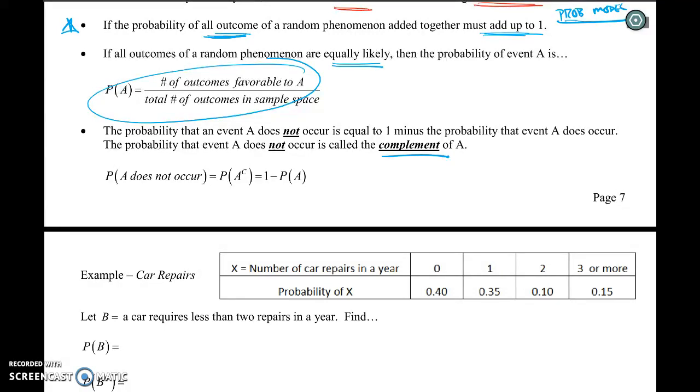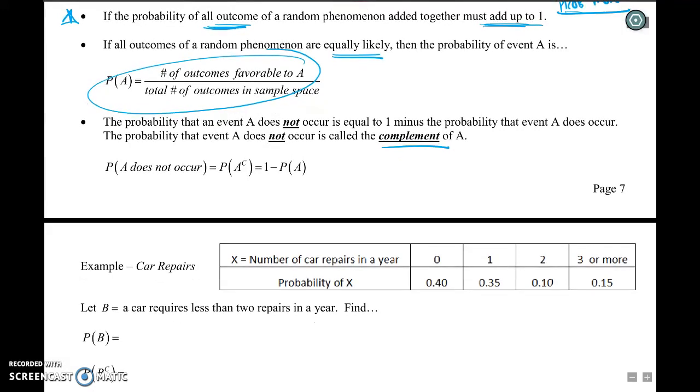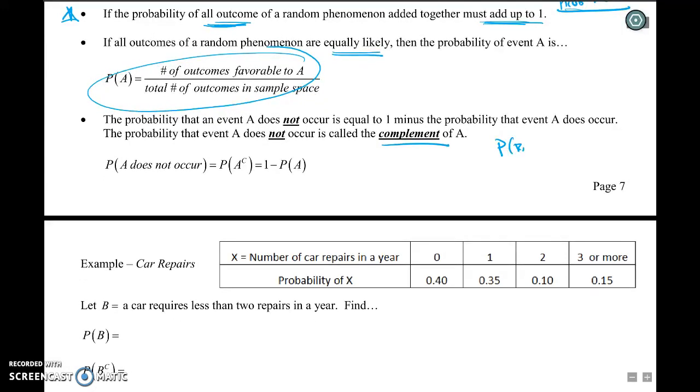What's the probability that it rains tomorrow? If the probability that it rains tomorrow is 70%, then what's the probability it doesn't rain? Well, if there's a 70% chance it rains, then there's a 30% chance that it doesn't. Those are complements. They're 1 minus each other. We denote that A complement, and it is simply 1 minus the probability of event A.